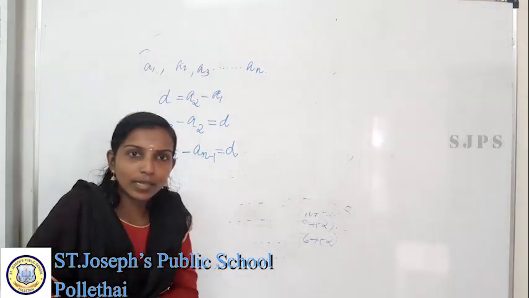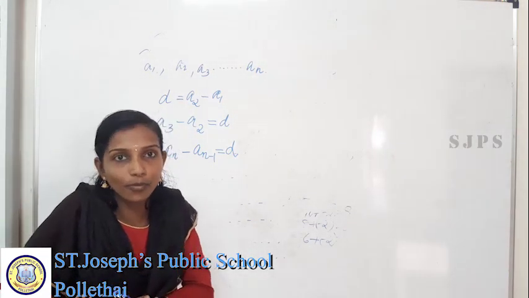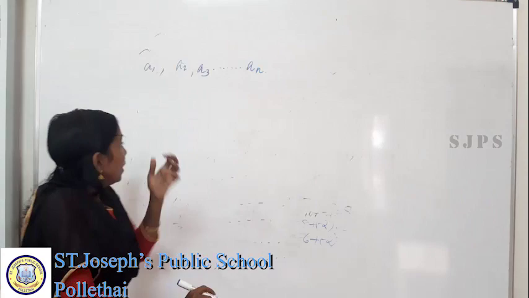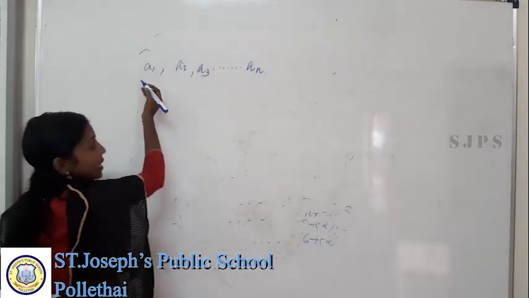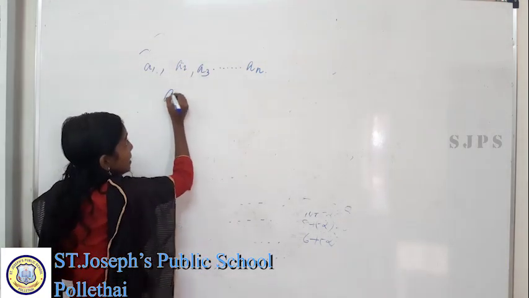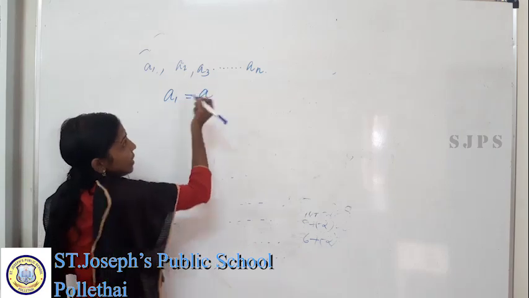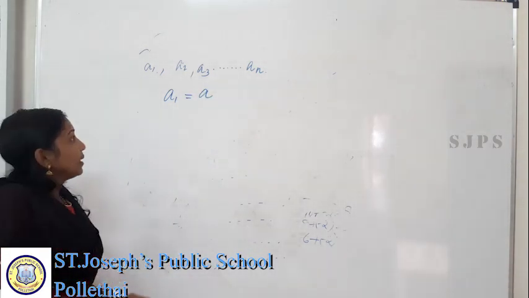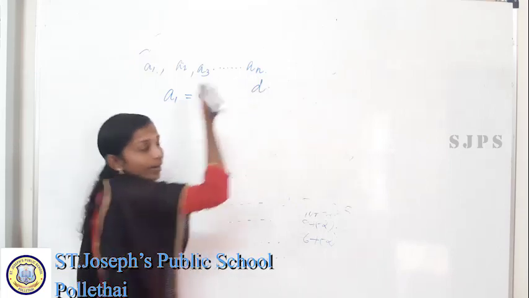Now we can find the general form of an AP. Let's take the first term of the AP as a. Let's say a1 is equal to a, and d is the common difference.